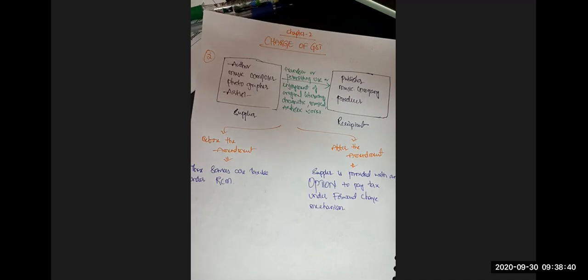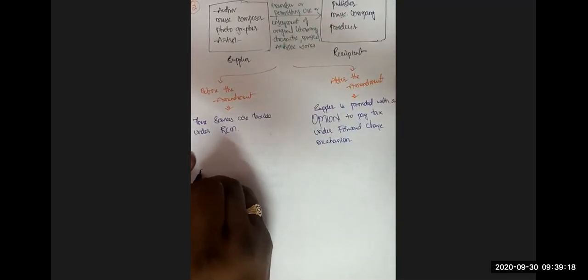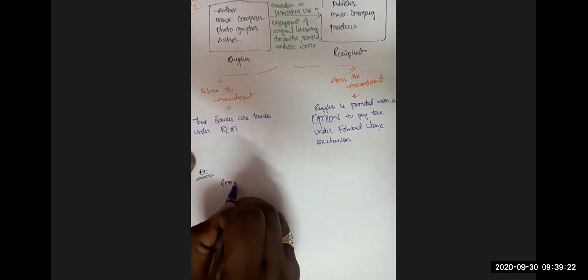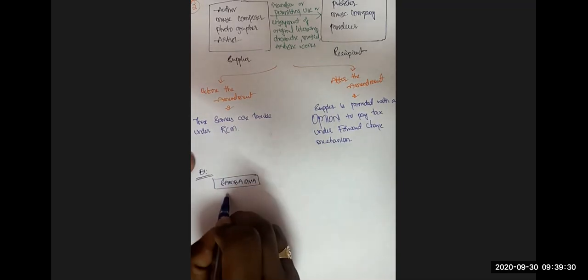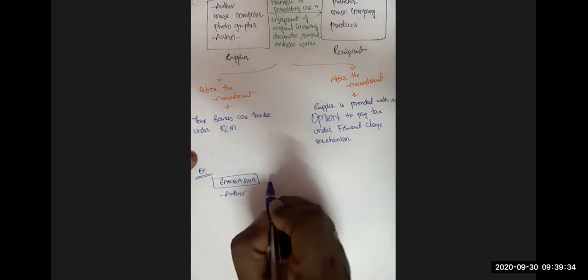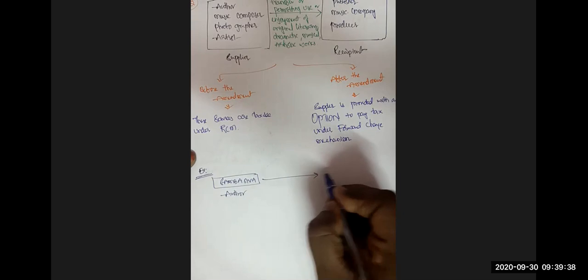Whomever I've given the publishing rights to, the publisher, let us assume I have given the publishing rights to Taxman Publications. Now my services are taxable under reverse charge mechanism. Taxman Publications will pay the tax under reverse charge, being the recipient. Now let us draw the same example: myself, the author, giving the publishing rights to Taxman Publications.